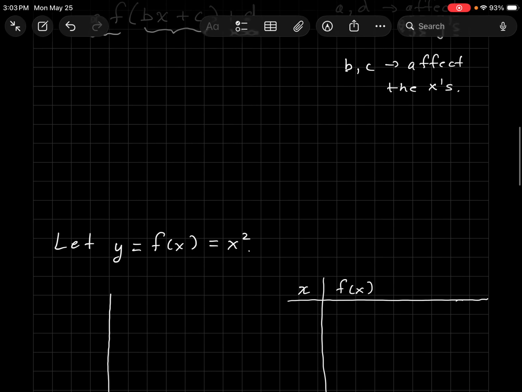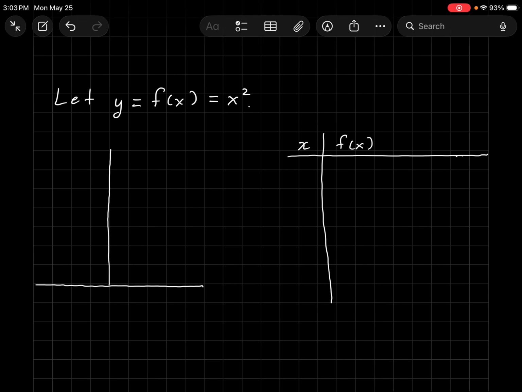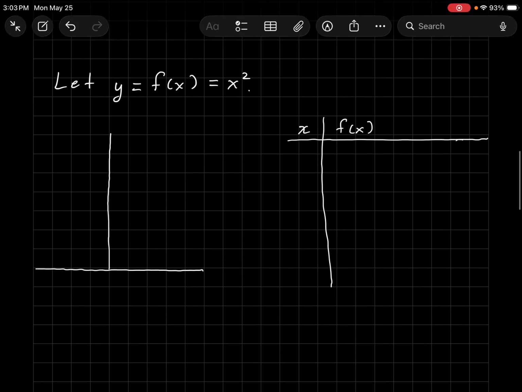Let's take a look. And I'm going to start with a parabola, because most people understand the shape of a parabola and kind of how parabolas move. And if I understand how the transformations affect the parabola, I will understand how they affect all functions as well. So let f of x equals x squared. And in case you're unsure what the shape is, let's plot a few points.